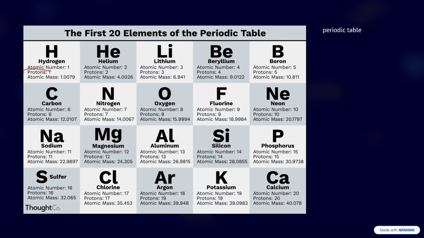The number of protons indicates the atomic number. Remember this sentence: the number of protons indicates the atomic number. If you see, the number of protons here is 1 and the atomic number is also 1 for hydrogen. So also the atomic number indicates the number of protons. It is vice versa. If protons are 3, atomic number is also 3. If protons are 4, atomic number is also 4. And in an atom, electrons and protons will be equal, so an atom doesn't contain any charge. Remember this.